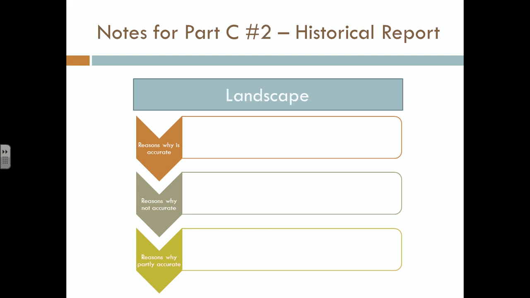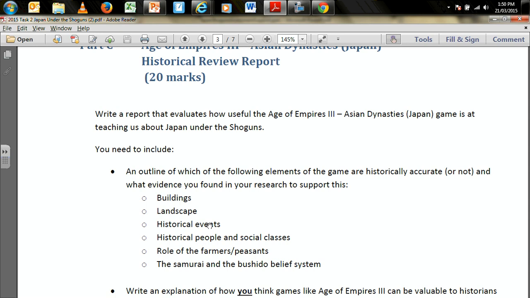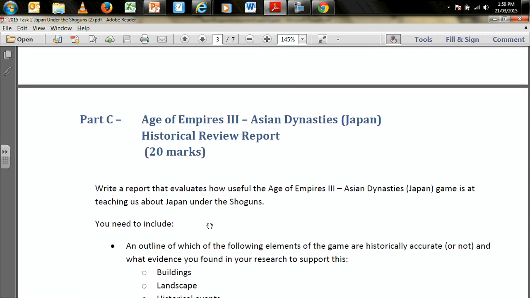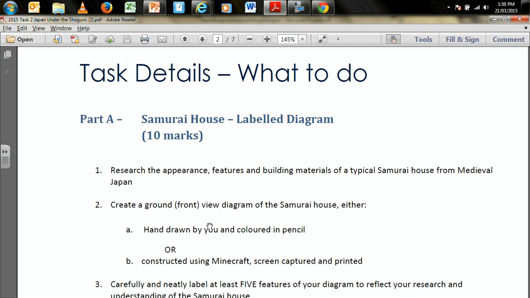So coming back up to buildings, what we are looking for is why the buildings would be or would not be historically accurate or reflective of that historical period at that time. So how would I go about finding that? In your assignment, we've given you a link. It's back on the first page, where it talks about the actual game.